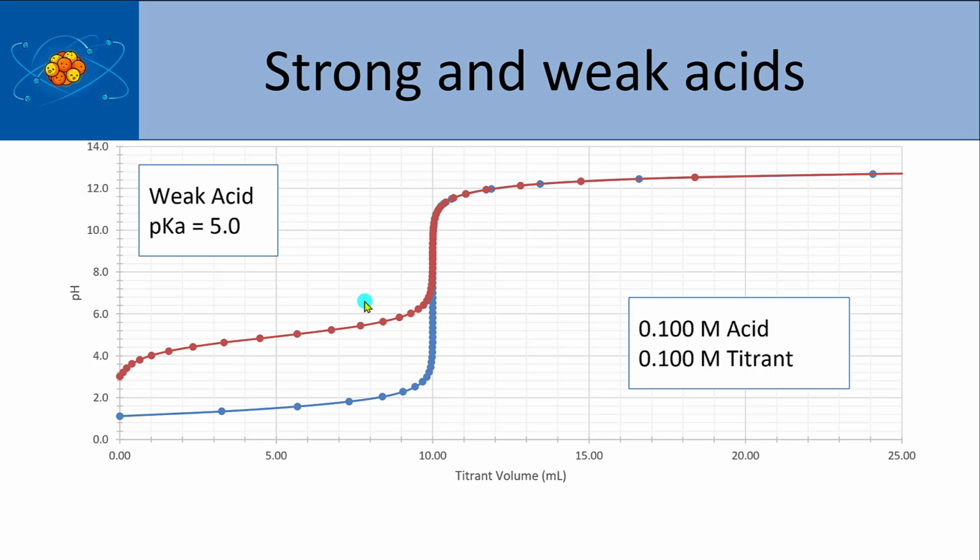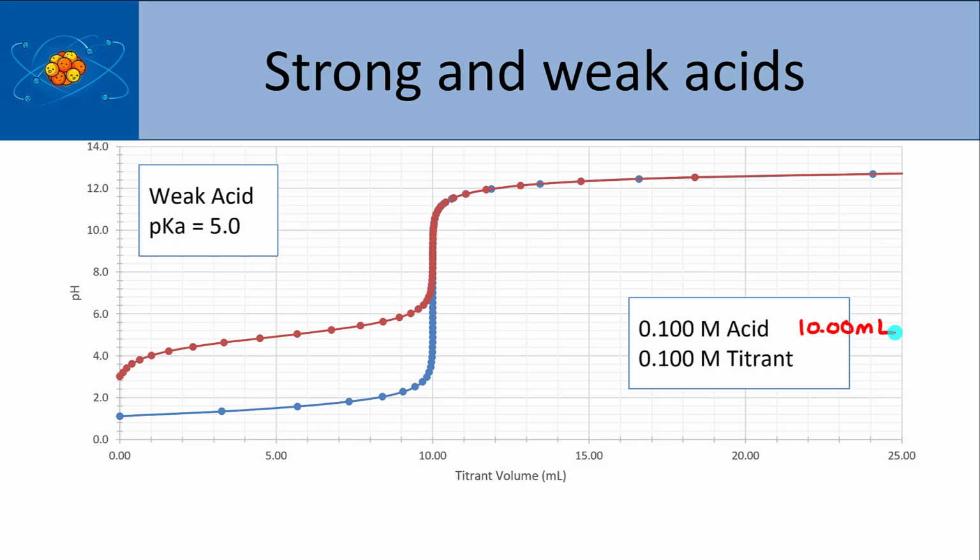So there's actually two titration curves here, one in red and one in blue. One represents a weak acid whose pKa is 5, and another one represents a strong acid. The molarity and the volume of the acid: it's 0.100 molar, and I forgot to put on its volume, it's 10 milliliters.